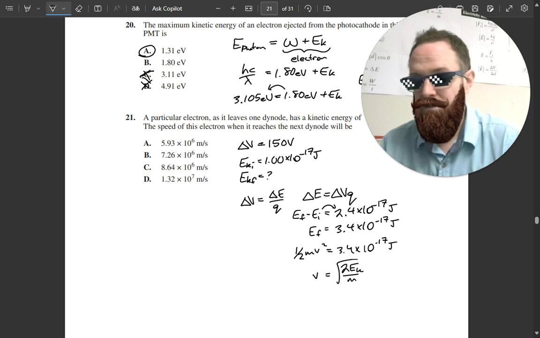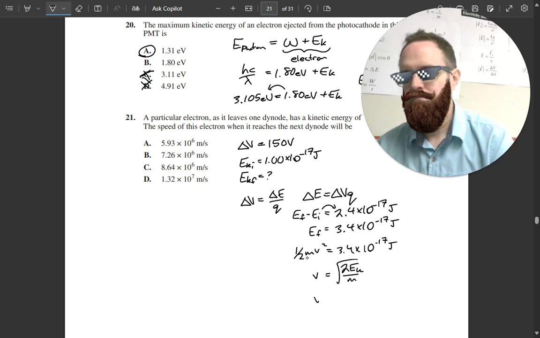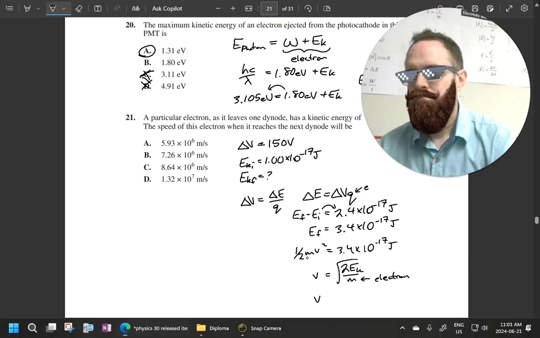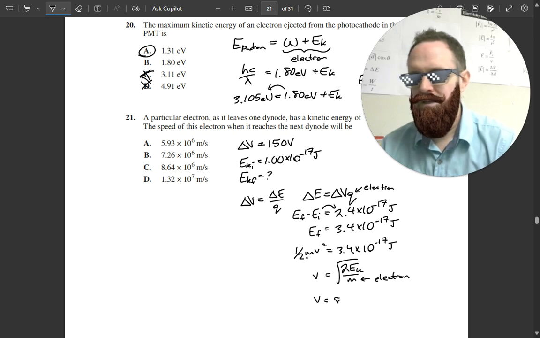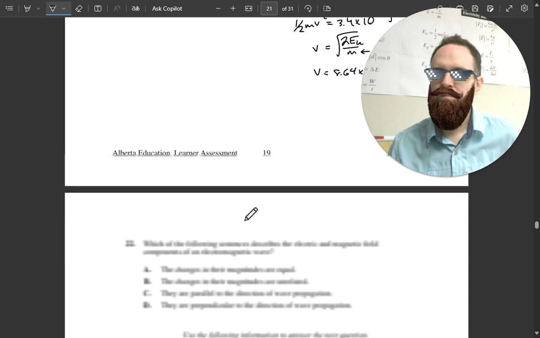The mass of electron, this is all about electrons. Take the square root. There you go. Okay. So my speed is 8.64 times 10 to the 6 meters per second. Sweet. There we go. Fun question.